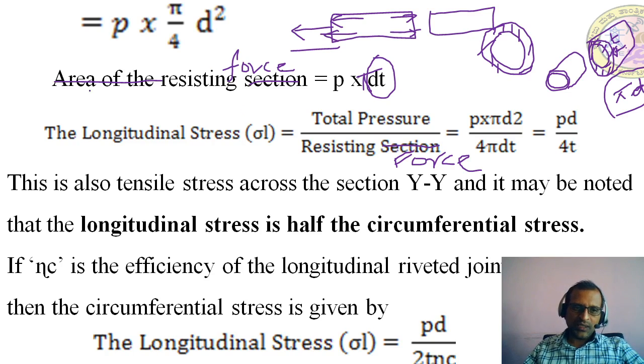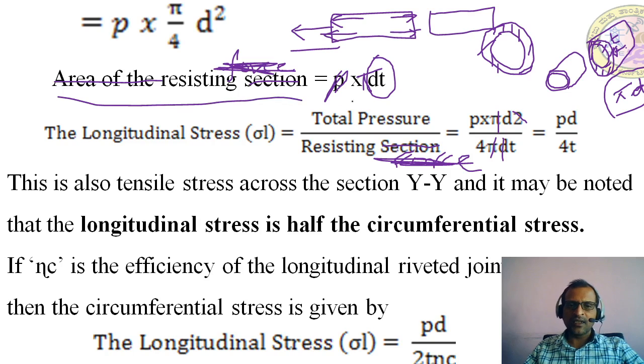So now if you consider area of a cross section only, if you take this as the resisting cross section, then you cancel p here, you can take only pi dt. That's correct, right? So pi dt, it is resisting section only. If you take total pressure by resisting section, the total pressure is p into pi d square by 4, resisting section is pi dt, right? So here pi and pi get cancelled, d and one d get cancelled, so it is pd by 4t. This is correct. Area of the resisting section is correct. That is, you only cancel p here, you can take pi dt.